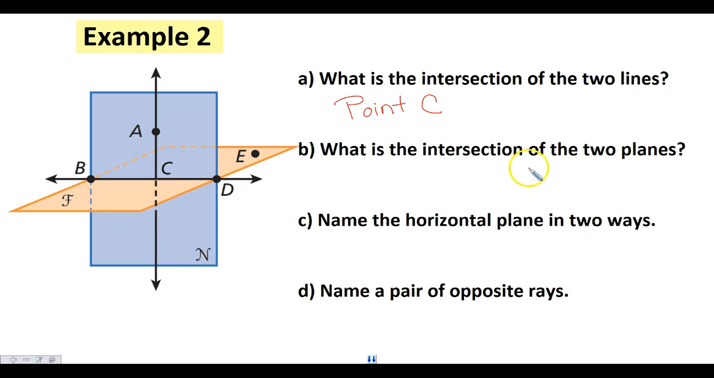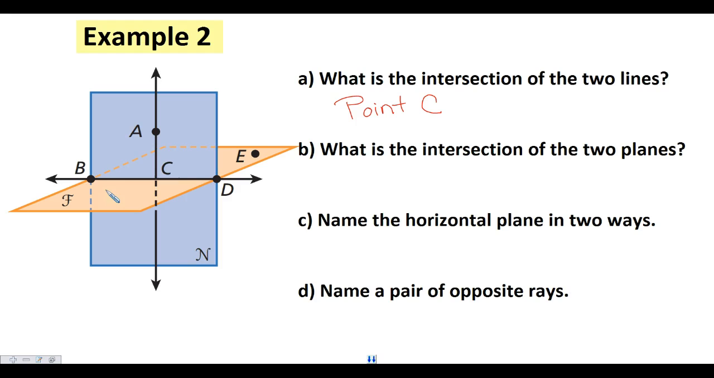All right, now we want to look at the intersection of the two planes. So if I look at this whole vertical plane and this horizontal one here, remember as we're looking at this that a plane, even though we've drawn them with edges in our picture, doesn't actually have edges.